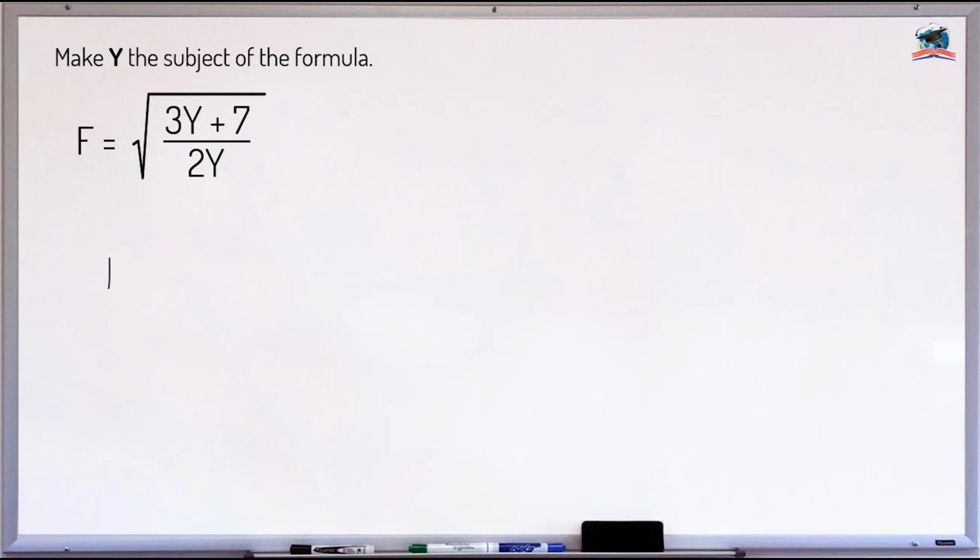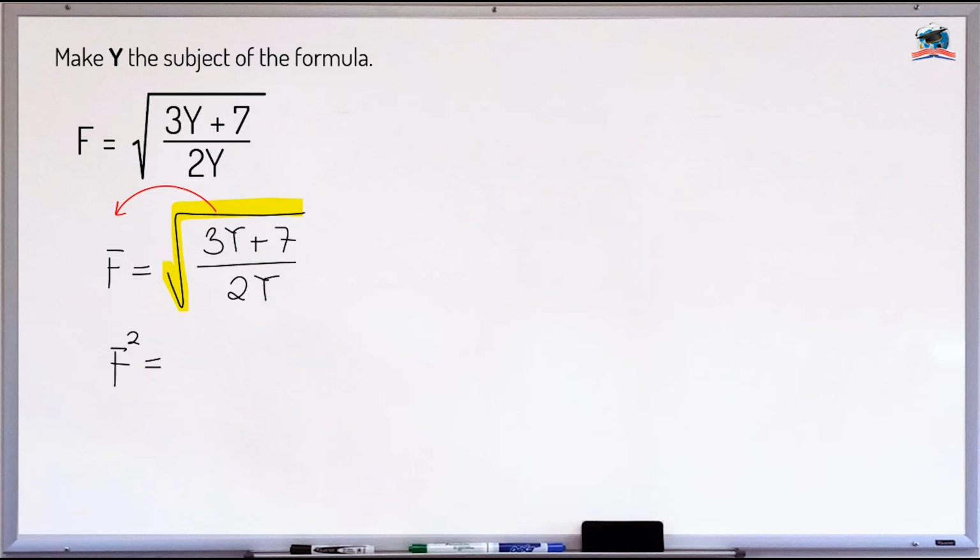Okay, let's rewrite the question. We're going to put it here. F is equal to the square root of 3y plus 7 all over 2y. The first target is the square root sign. Take it to the other side, and when it gets there, what is going to happen? We will have f, and f will be squared. Everything to the left will be squared. Since it's only f on the left side, f is going to be squared. We're left with 3y plus 7 all over 2y.